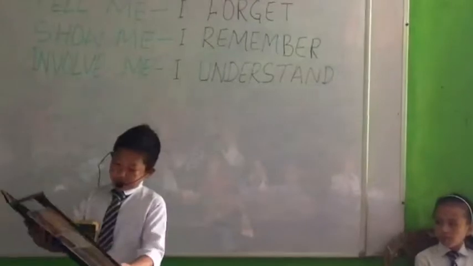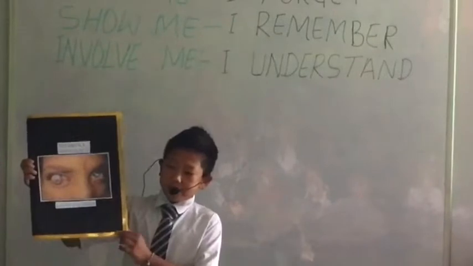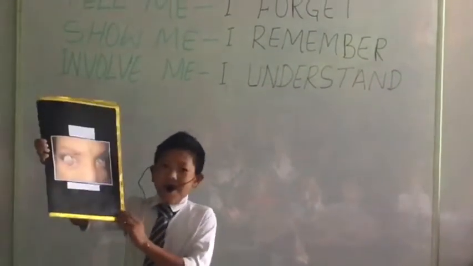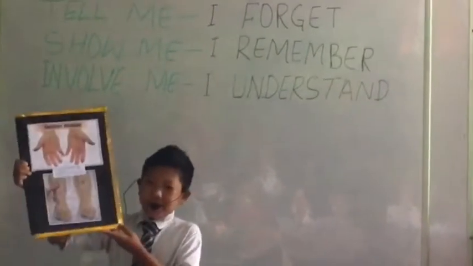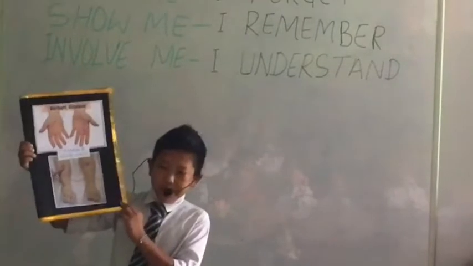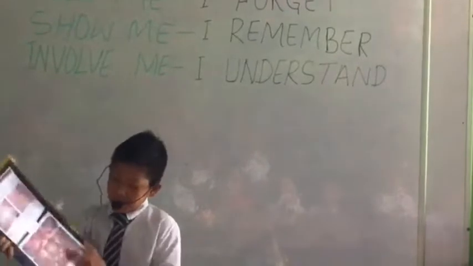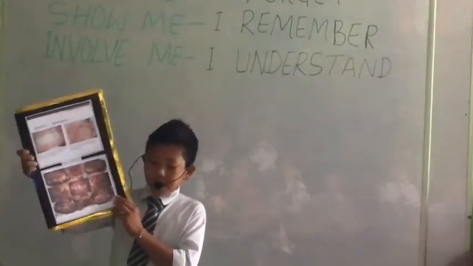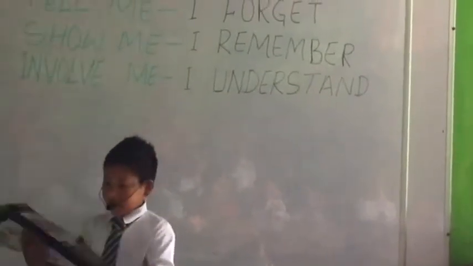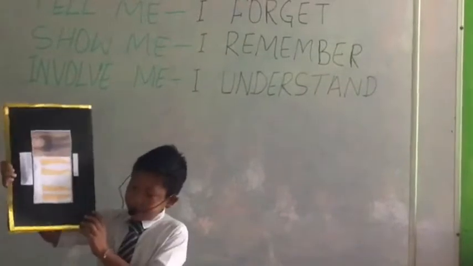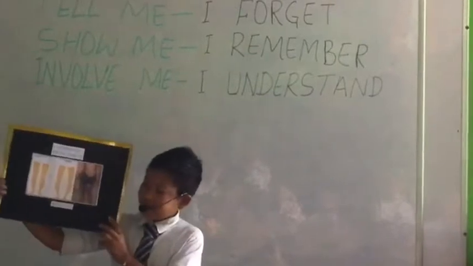Loss of vision. It is caused by deficiency of vitamin A. Beriberi. It is caused by deficiency of vitamin B. Scurvy. It is caused by deficiency of vitamin C. Rickets. It is caused by deficiency of vitamin D.